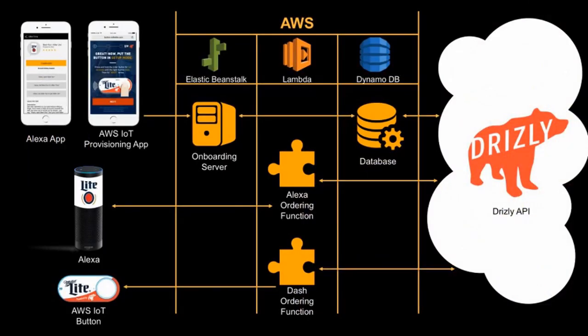To give an overview of the end-to-end architecture for Miller Coors, they had multiple different touch points for their customers. They started with the AWS IoT button, but also because you're already making use of Lambda and Dynamo and all of these other AWS services that know about your workflows end to end, they also added Alexa and also added an app as well. So now they have multiple touch points with the ability to reorder Miller Coors from a click of a button or asking Alexa.